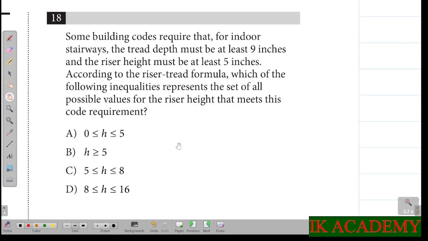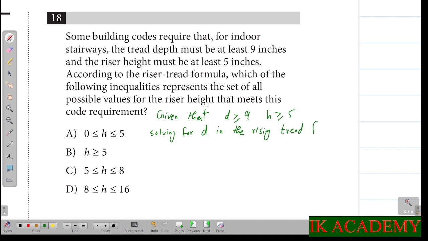which is option B. According to the question, the depth must be at least 9 inches, it means d must be at least 9, meaning greater than or equal to 9. And the height must be at least 5 inches, meaning the height must be greater than or equal to 5. So I'm going to solve it for d. Solving for d in the riser-tread formula.